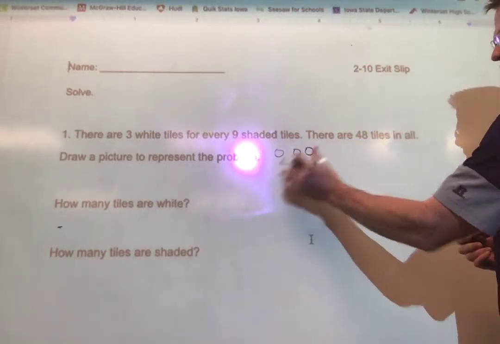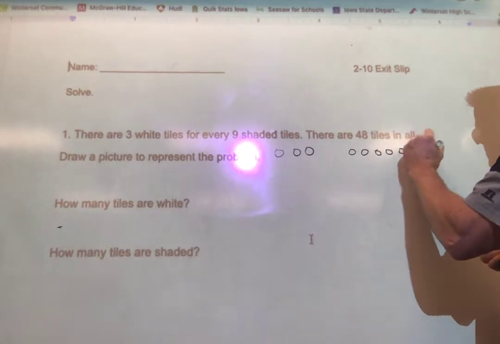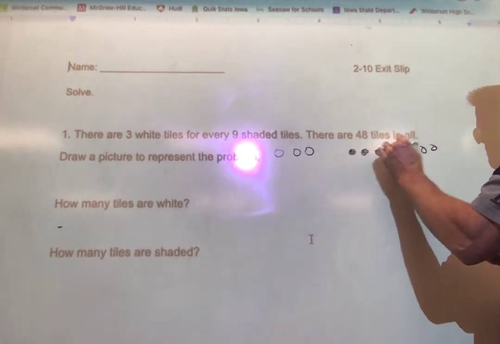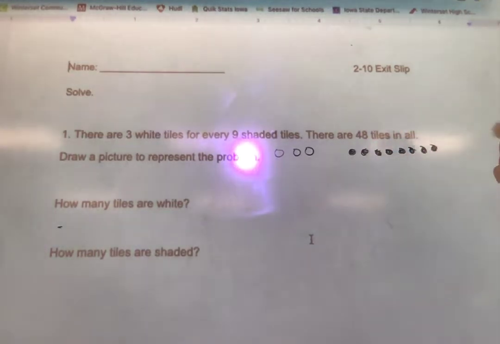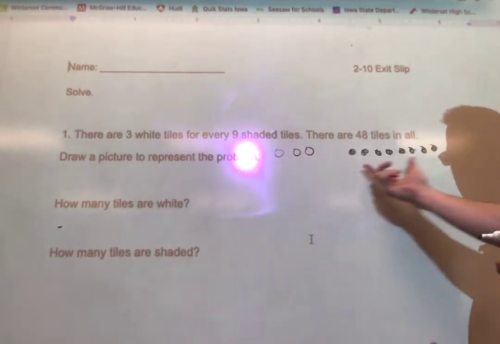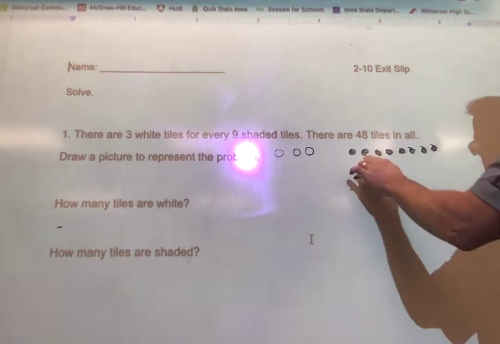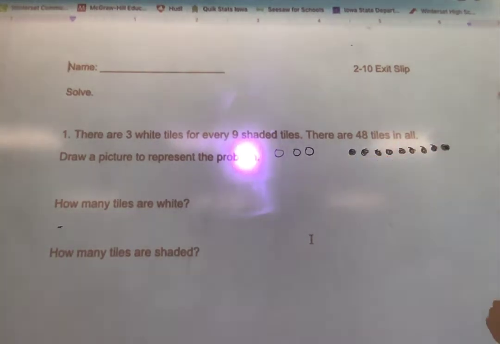So here's my white, and then I'm going to skip a little and go 9 shaded. Okay, and I'll shade all these in. And again, you guys are doing this along with me here, making your answer key. So here's our ratio. We've got 3 white, and every time we have 3 white, we have 9 shaded tiles. One more there, so double check, make sure I got 9.